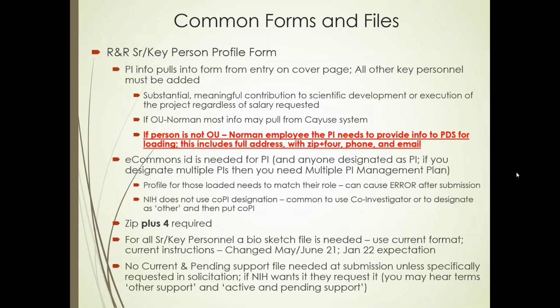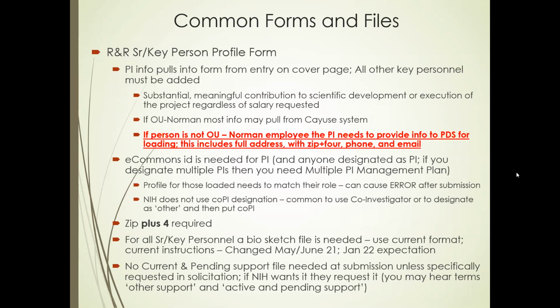The R&R Senior Key Personnel Profile Form, this is where you put the information for all of your key personnel. You want to think about who these people are, because it can have impact on you later. They're people that have a substantial, meaningful contribution to accomplishing the objectives of what the research is that you're trying to get done. If these people are at OU, most of them, we can pull their information in directly from Cayuse. And so all you need to do is let us know what role they're going to have.